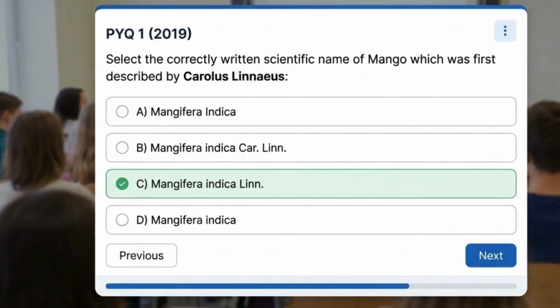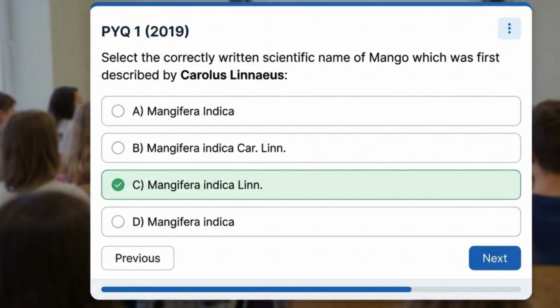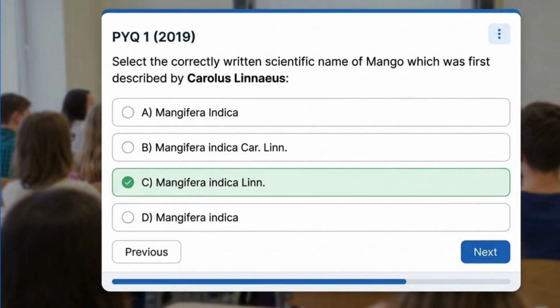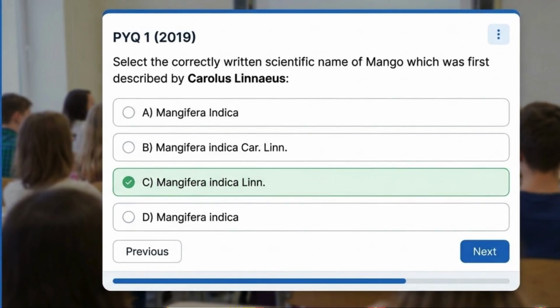Let's test your active recall with PYQs. Question 1. Select the correct scientific name of mango described by Linnaeus. 3, 2, 1. The answer is C. The author's name appears after the specific epithet in an abbreviated form, not italicized.